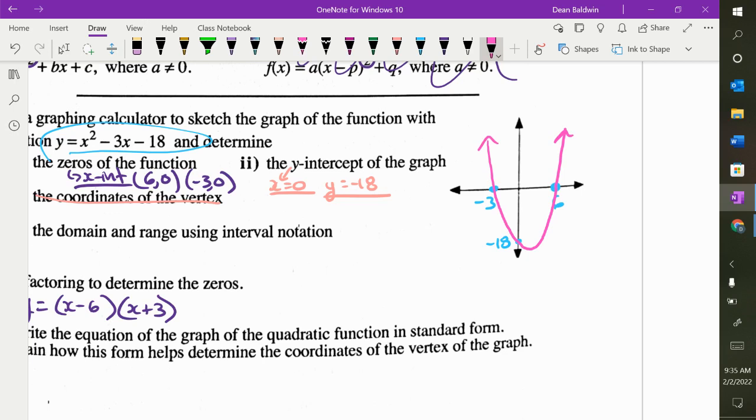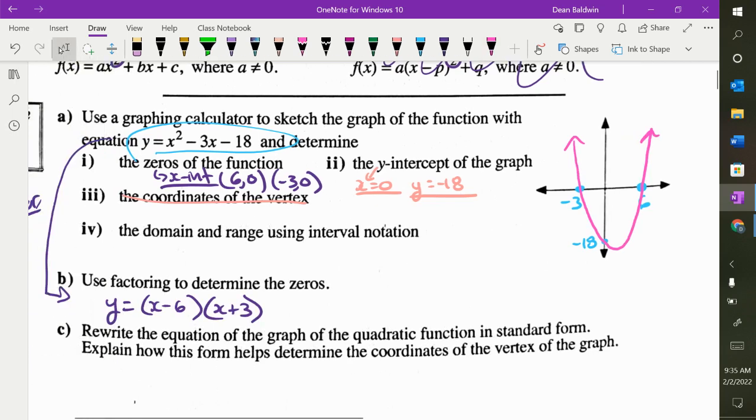That's all I expect you to do. Mark the x and y intercepts, and say whether it opens up or down. I don't care about the vertex. We could find it by averaging the x-intercepts, but I'm not going to worry about that. Domain. We're not going to do range because we need to know the vertex. So what's the domain of this graph?